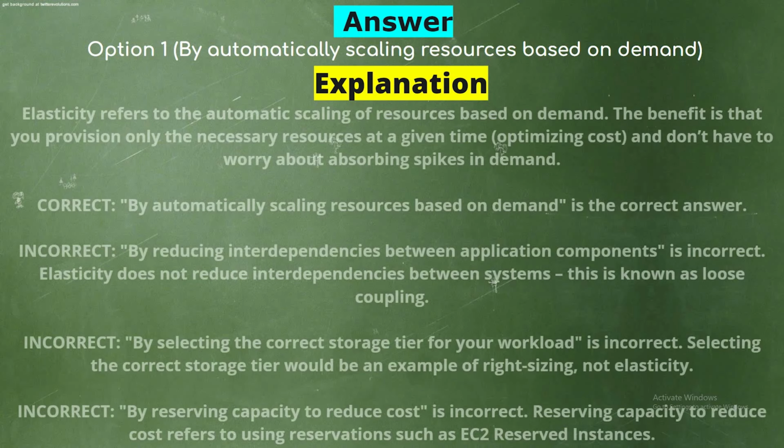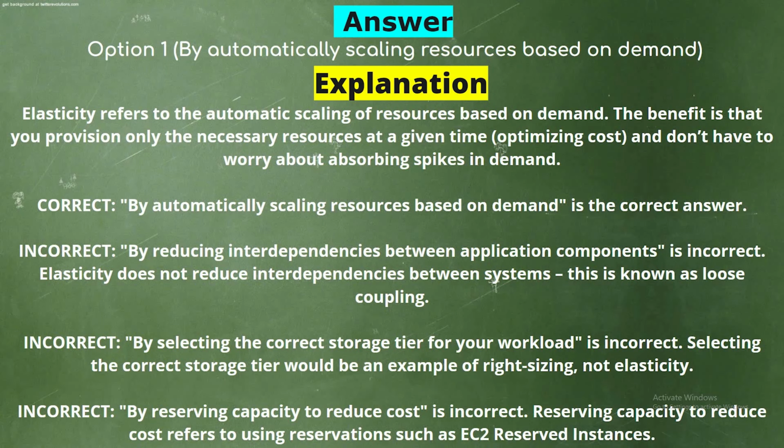Explanation: elasticity refers to the automatic scaling of resources based on demand. The benefit is that you provision only the necessary resources at a given time, optimizing cost, and don't have to worry about absorbing spikes in demand. Correct. By automatically scaling resources based on demand is the correct answer.